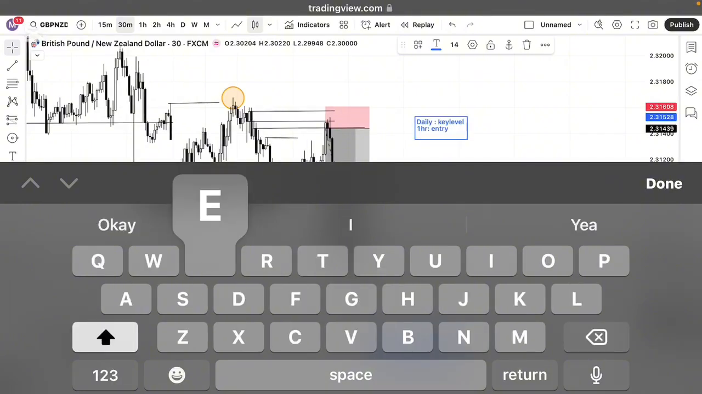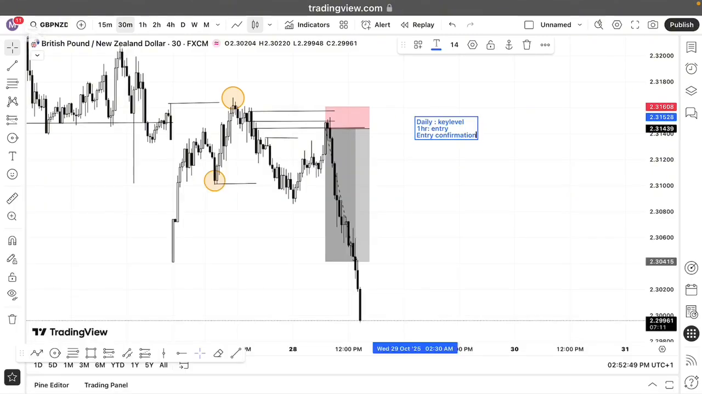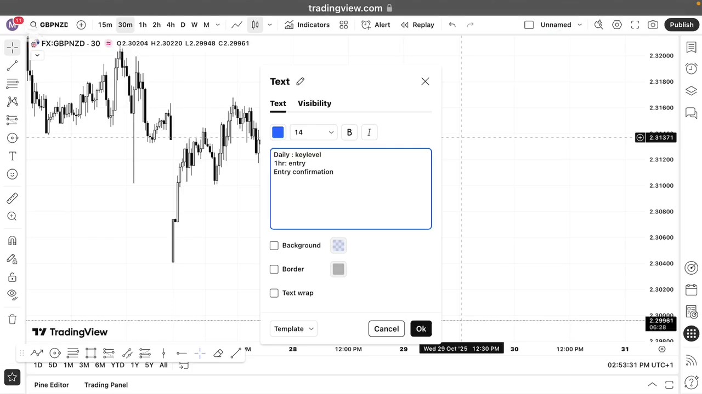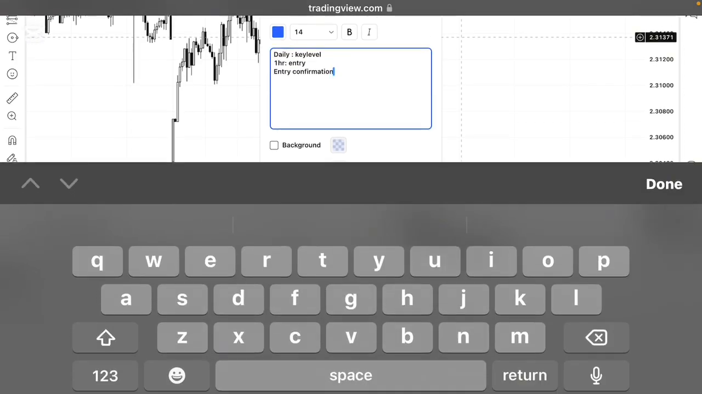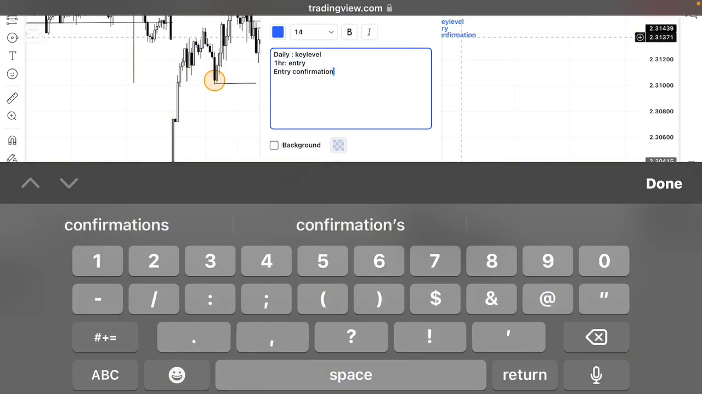Then your entry confirmation. Okay, I don't know why this is not moving again. So my entry confirmation, what I do in my entry confirmation before I enter market, you must see a shift in market structure. You must see a shift in market structure, right? Okay, I think that's open now. I think it was a network issue. Okay, let me just put it down here.